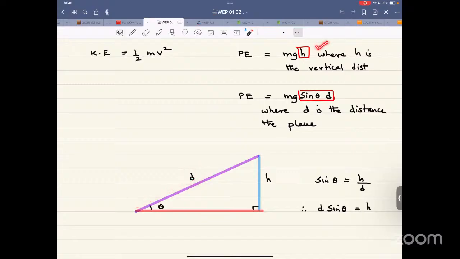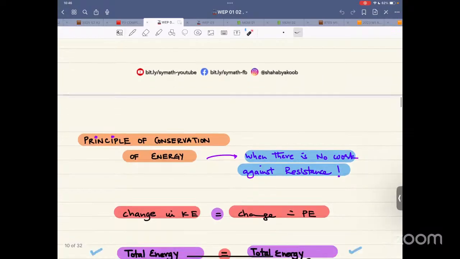Now, some people think these are two different things. They are not two different things. They're exactly the same thing. M and g are common. That means h is d sine theta. Sine theta is h over d, therefore h is d sine theta. Of course, it's exactly the same thing. If we have the vertical force, we will multiply it with the vertical height. If we have the weight component along the plane, we will multiply it with the distance along the plane. That is the simple fact.